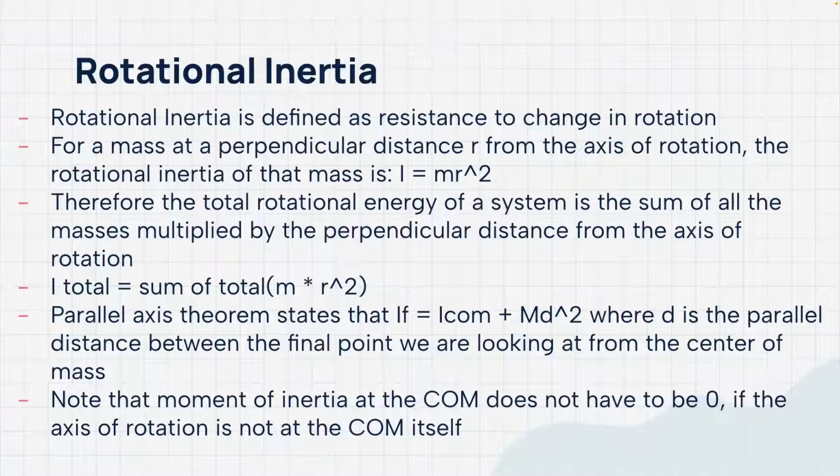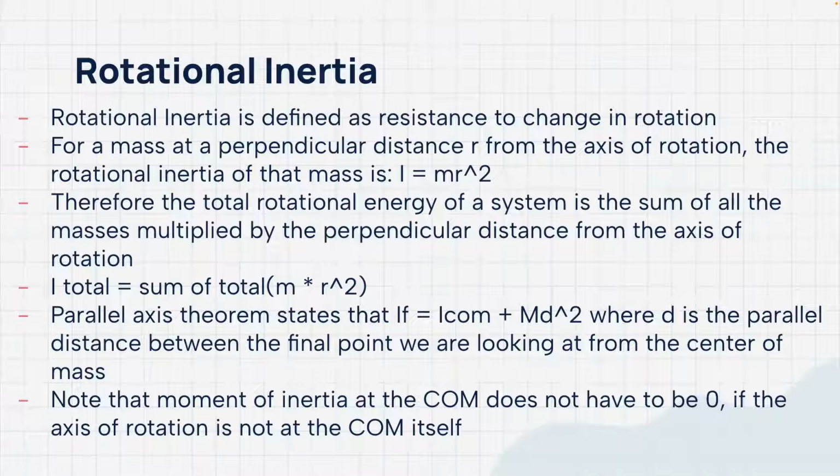For any mass at a perpendicular distance from the axis of rotation, the rotational inertia is I equal to mr squared. Therefore, the total rotational inertia of a system is just the sum of all the masses multiplied by the perpendicular distance from the axis of rotation squared. The total moment of inertia, or rotational inertia, is the sum of all of the mr squareds for every mass in the system, a distance r from the axis of rotation.